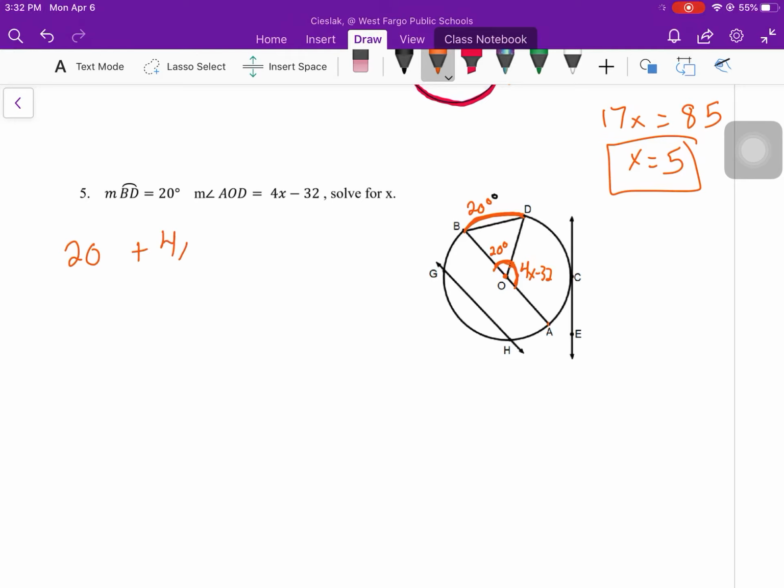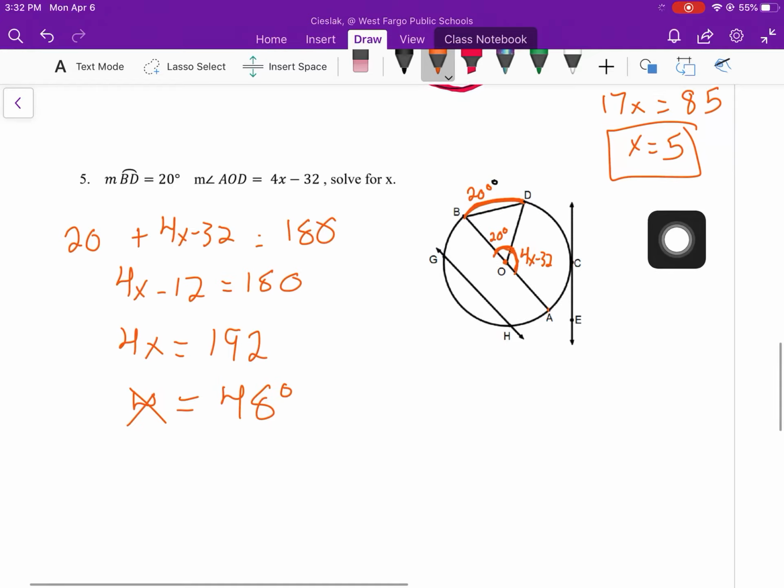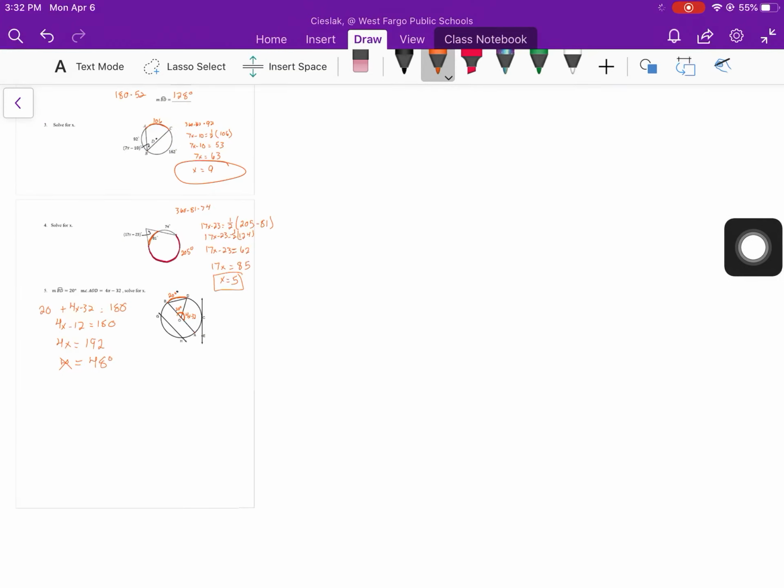So all I have to do here is go 20 plus 4x minus 32. Since it's a semicircle, it's got to be equal to 180. Okay, so 20 minus 32 would give me 4x minus 12 is equal to 180. If I add 12 there, I get 4x is equal to 192. Divide by 4, x is going to be equal to 48.